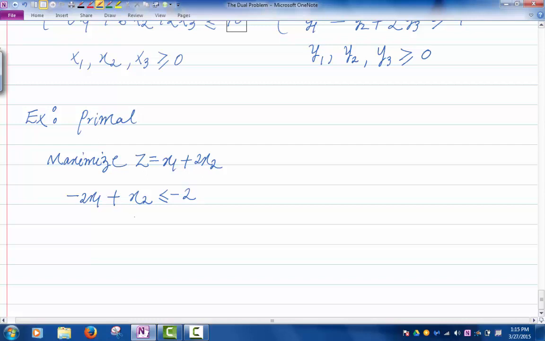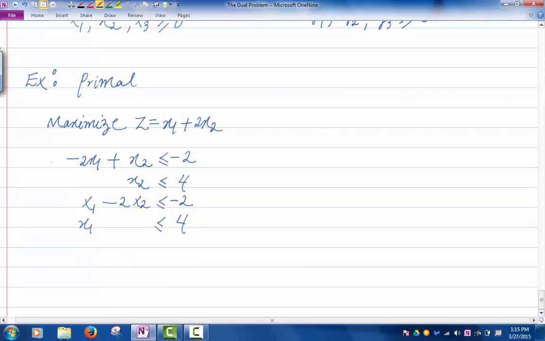Okay, so x2 is less than or equal to 4. X1 minus 2x2 less than or equal to negative 2 again. X1 less than or equal to 4. And of course, these are the functional constraints, and then the non-negativity constraints is this. Okay, dual.